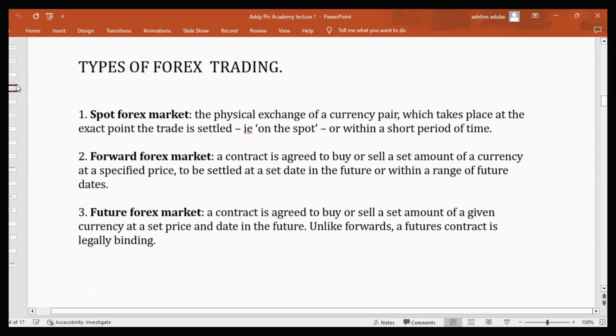And we have the forward Forex market, a contract agreed to buy or sell a set amount of currency at a specific price to be settled at a set date in the future or within a range of future dates. We also have futures Forex, a contract agreed to buy or sell a set amount of a given currency at a set price and date in the future. Unlike forwards, a futures contract is legally binding.